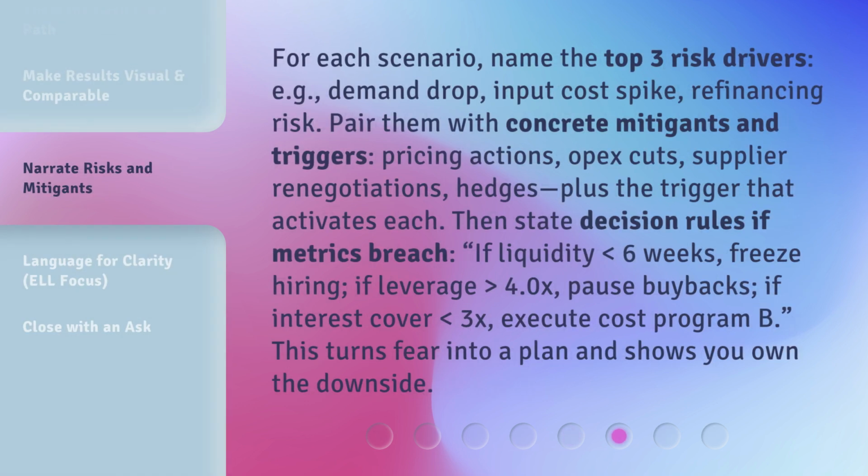For each scenario, name the top 3 risk drivers, e.g., demand drop, input cost spike, refinancing risk. Pair them with concrete mitigants and triggers: pricing actions, OPEX cuts, supplier renegotiations, hedges, plus the trigger that activates each. Then state decision rules if metrics breach. If liquidity less than 6 weeks, freeze hiring. If leverage greater than 4.0x, pause buybacks. If interest cover less than 3x, execute Cost Program B. This turns fear into a plan and shows you own the downside.